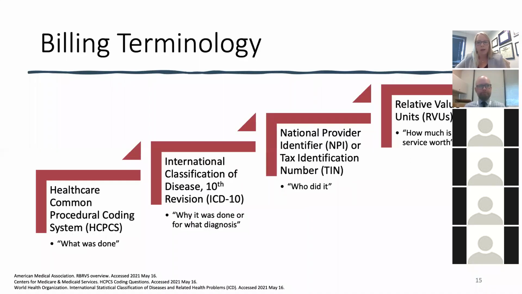So now that we've identified provider information with respect to who did the service, now we have to describe a couple of other things. That includes description of the service itself, why it was done, and how much the service is worth. And this is all detailed as part of the billing process and the claim submission process done on the backside with your billing and coding department. Now, these functions may be described by your Healthcare Common Procedural Coding System, or for short, HCPCS codes, your International Classification of Disease 10th Revision, or your ICD-10 codes, pending update in 2022 to ICD-11 codes, and then your relative value units, respectively.